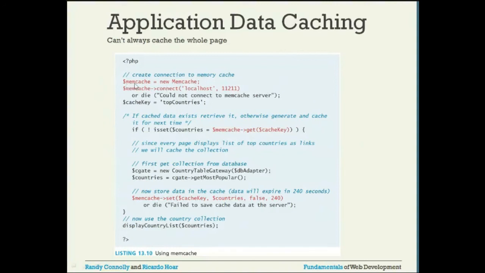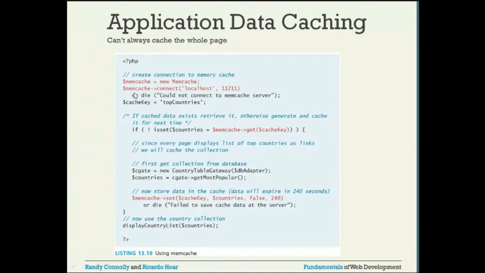This is a variable declaration, $memcache is equal to new Memcache. This is PHP code, you have to remember. Memcache is the object. We are creating a new object of type memcache, and whatever object is created will be assigned to this $memcache. So it will have the reference.